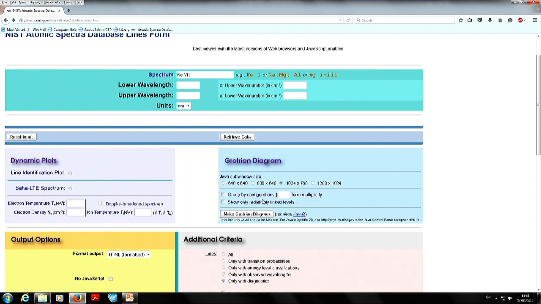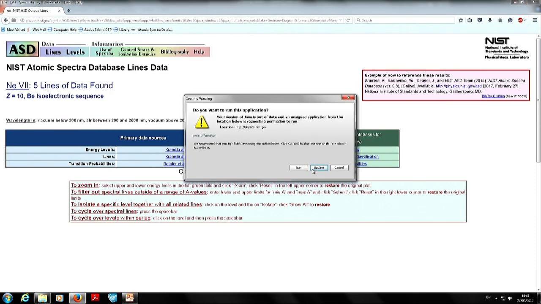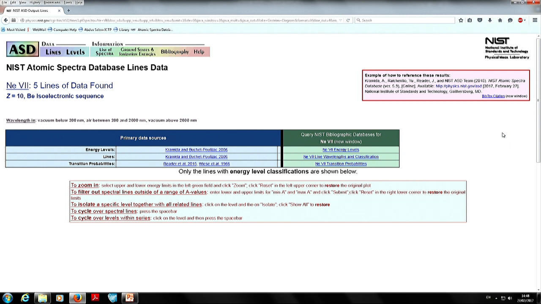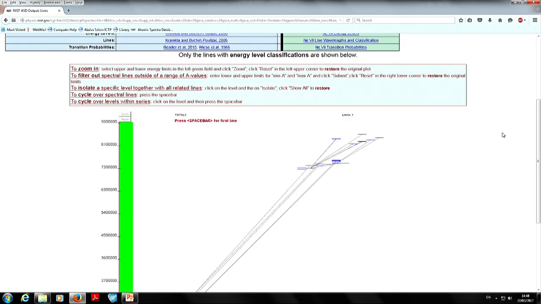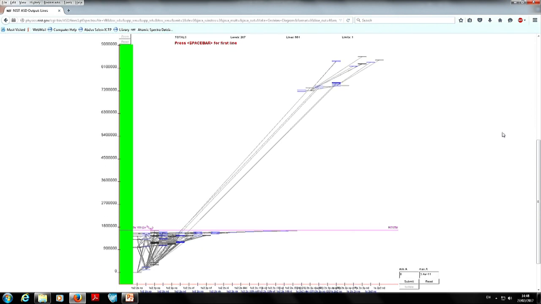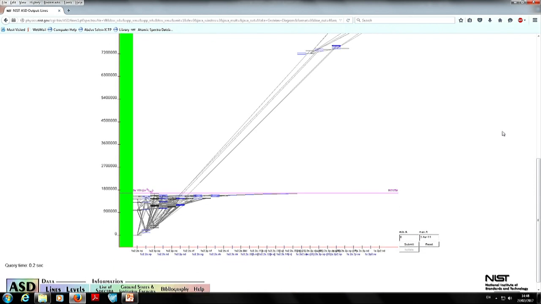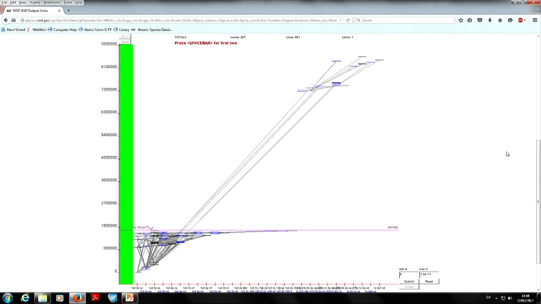So let's take a look at the Grotrian diagram that simply shows everything that we would have for neon 7, and all possible transitions. Now, this tool uses a Java interface, and therefore you need Java installed on your computer. So what you see here is the whole energy structure for neon 7, Ne 6+.